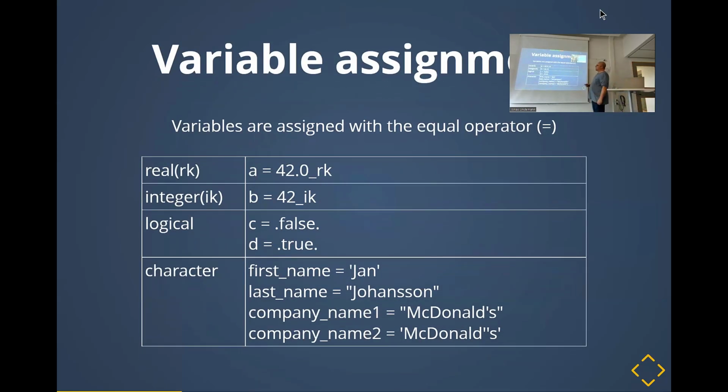You assign variables using the equal sign here. I've already shown it several times. So this is a precision specifier. If you have logical Boolean variables, there is a predefined operator to use. So dot false here you can use to assign a false value to a logical value, and dot true. Characters are assigned using single or double quotes here, like this, just like in Python.